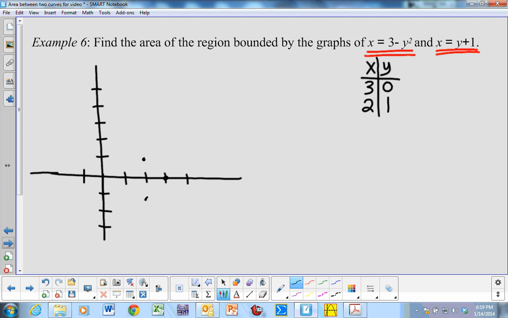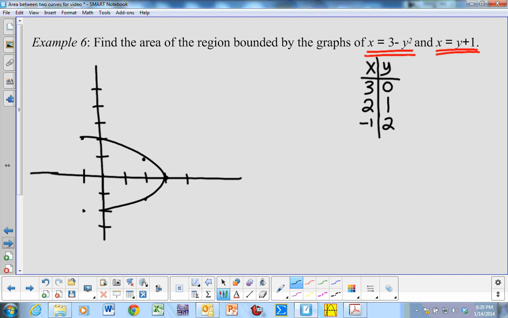If I do y equals 2, I'm going to get 3 minus 4, which is -1. So at -1, I'll be up at 2, and then you can see there should be a mirror image down here. So that gives me a pretty good graph.